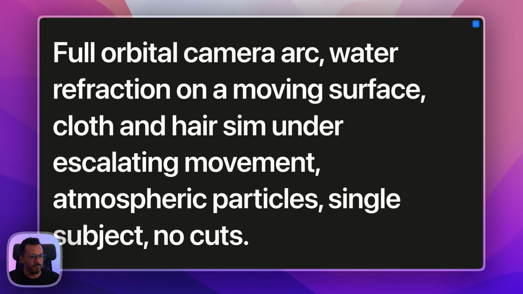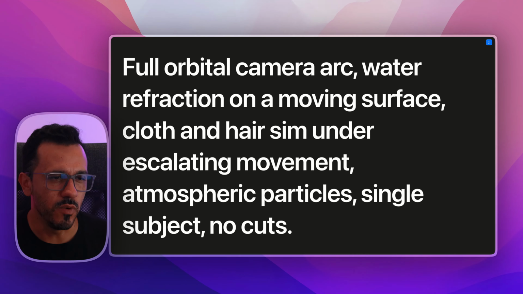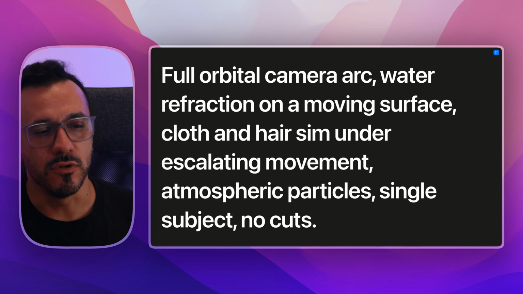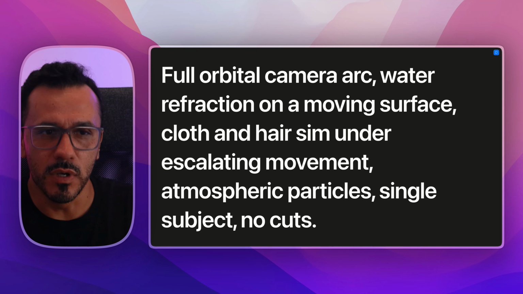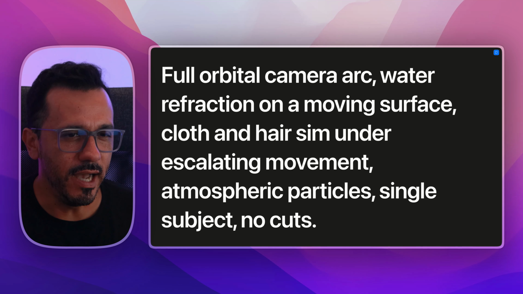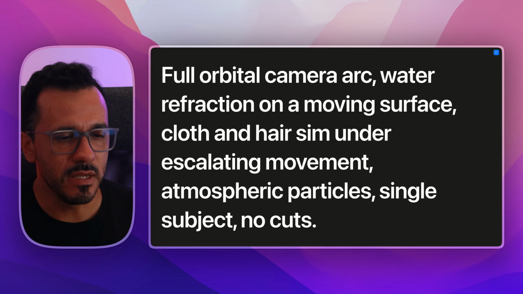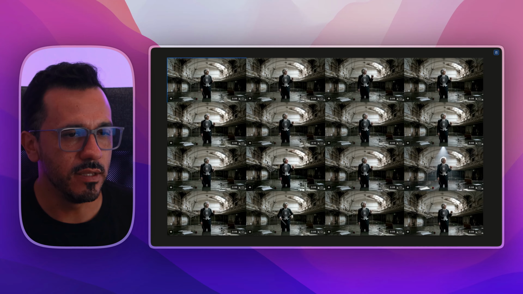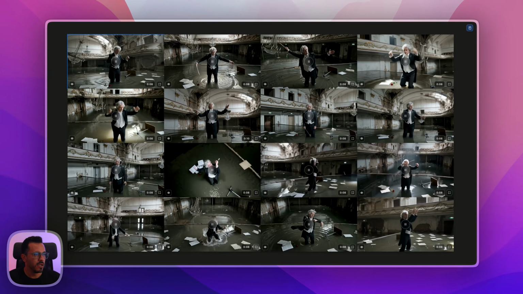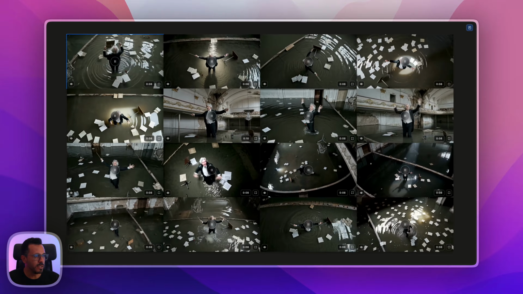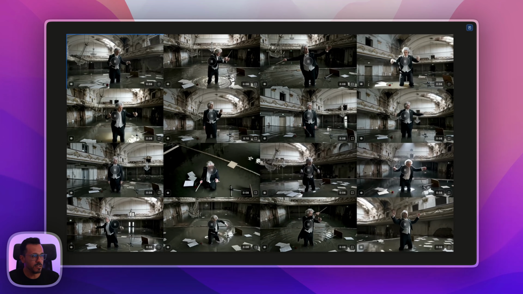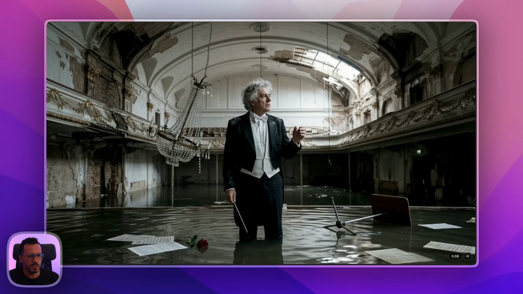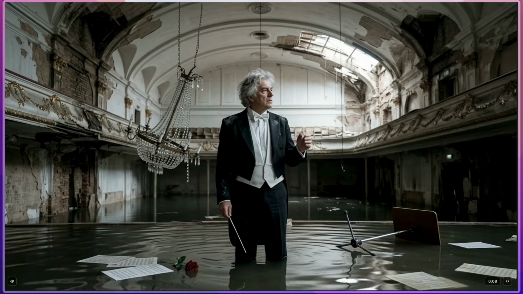Great. So let's take a look at the first concept that I'm going to test. And this one is a full orbital camera arc where there's water refraction on a moving surface. There's clothing and hair under escalating movement. This is a high production value test in an atmospheric sphere where there's continuous camera movement, no cuts, just one complete flow of action. So let's start taking a look at the first one, and I'm going to start unveiling the ones that I've chosen, and then we're going to see which ones you like the best, and if you agree with my rating. Let's take a look at the first one.